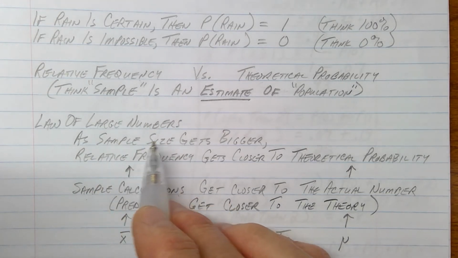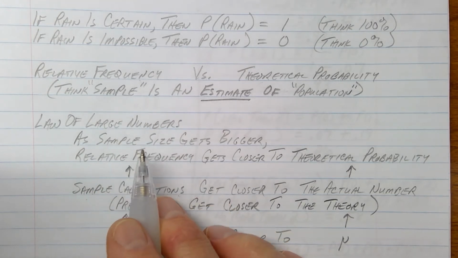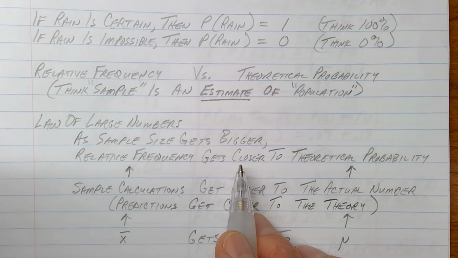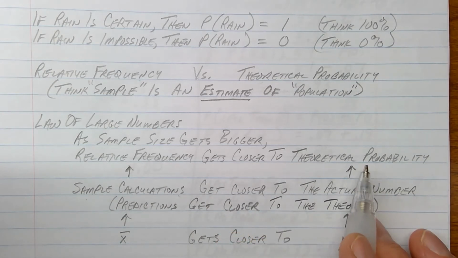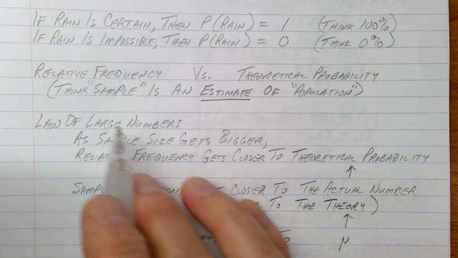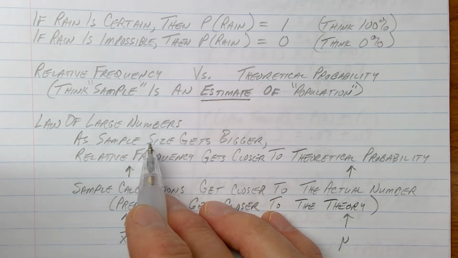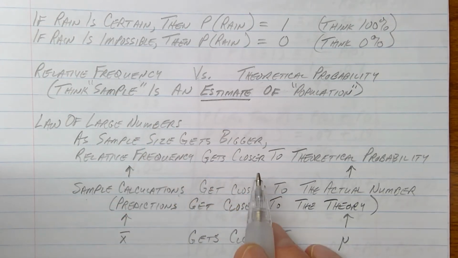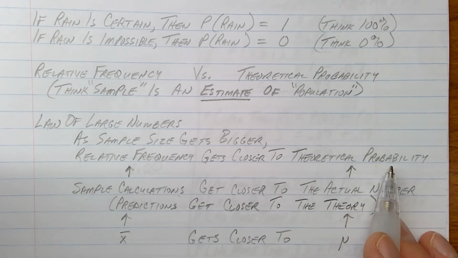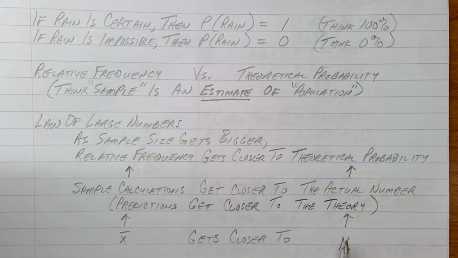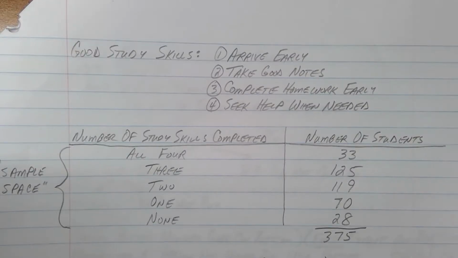But the bigger your sample size gets, the better your data is going to be, the closer you will be to the actual population number. All right, that's the law of large numbers. The more values you collect, the bigger your sample is, the closer your data gets to that theoretical probability, that actual number, that population mean.